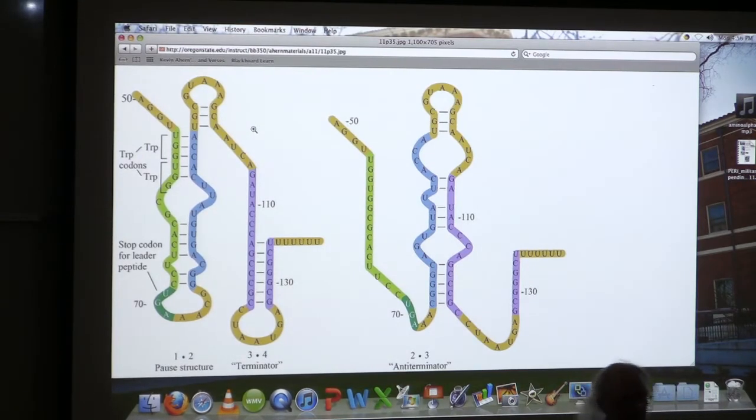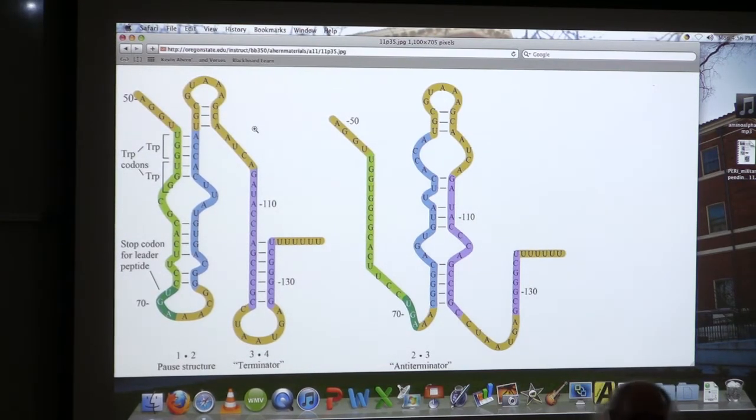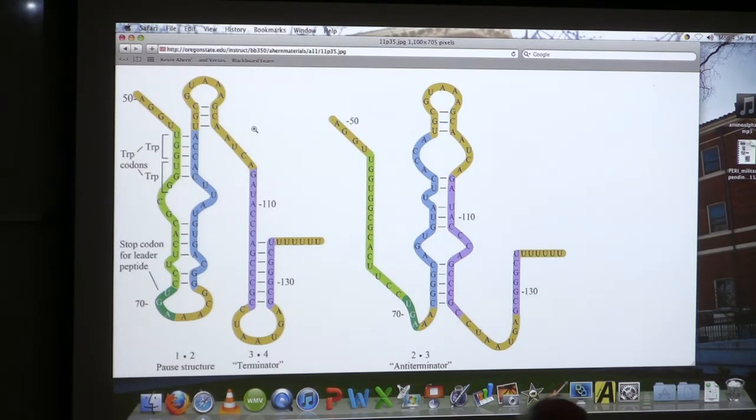Yes? You said the polymerase was sitting on the area where tryptophan is supposed to come in, right? No. The ribosome is sitting there. Ribosome. Gotcha. Right. Because the ribosome is doing the translation. It's complicated. Yeah. It's one of the more complicated processes we talk about.